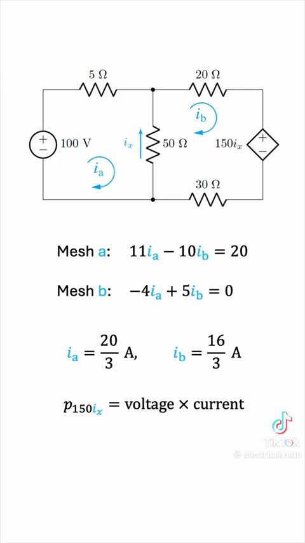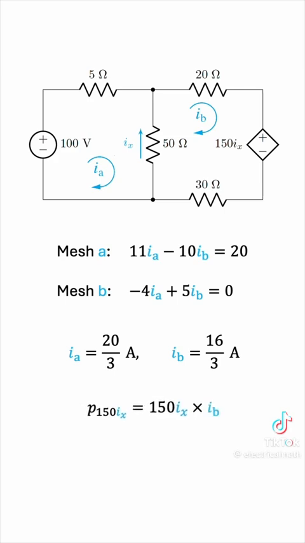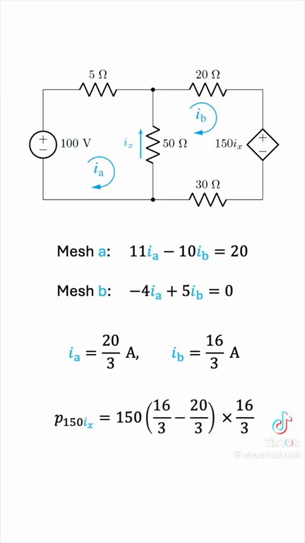This will give us the power delivered by this 150 IX dependent source. What is the voltage? Its rating, 150 IX. What is the current? It's IB. And we don't need to attach a negative sign here because IB is entering the positive terminal of the dependent source. Okay, IB is 16/3, and remember IX is IB minus IA.